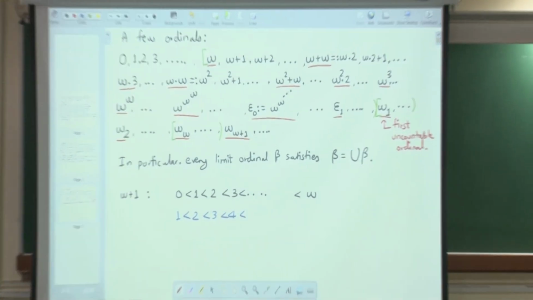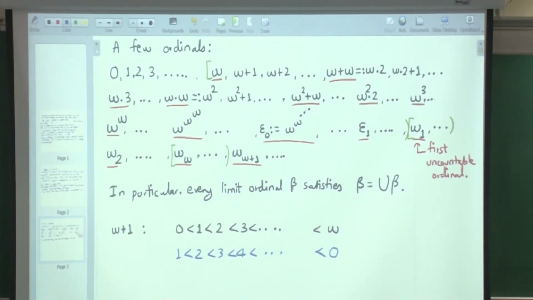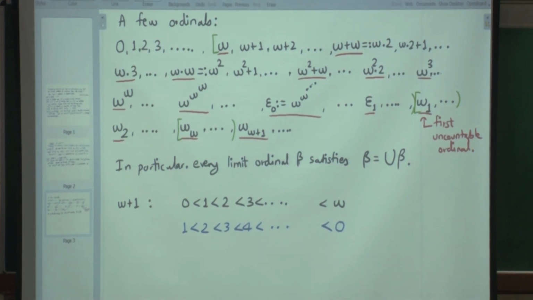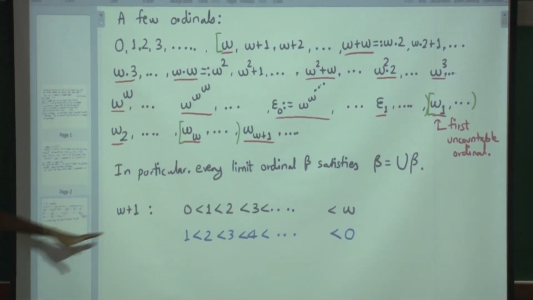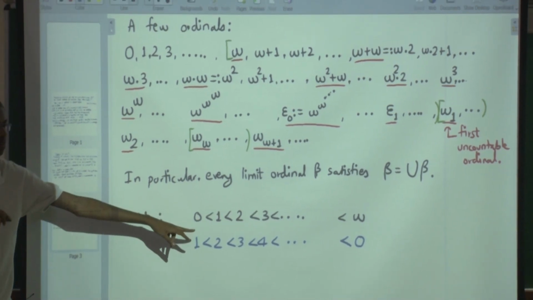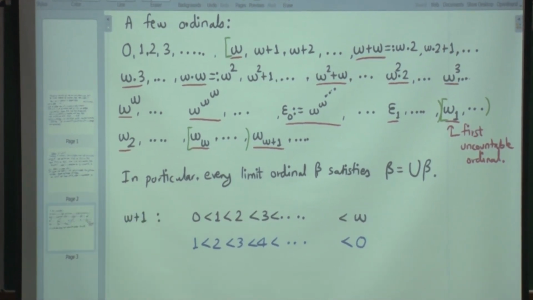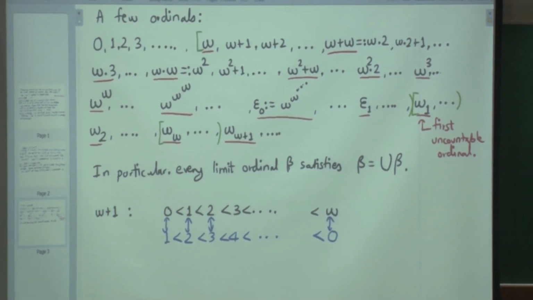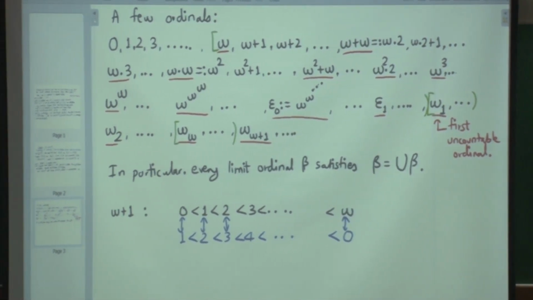Now one way of saying it's countable is to establish a bijection. So why not do this? I take 1 here, 2 here, 3 here, 4 here and dot dot dot, and at the top I put 0. This is not the usual ordering, so please don't worry about 1 being less than 0. But this establishes a one-to-one correspondence, right? This gives me a bijection between omega plus 1 and omega.